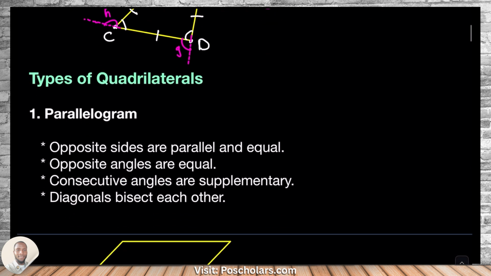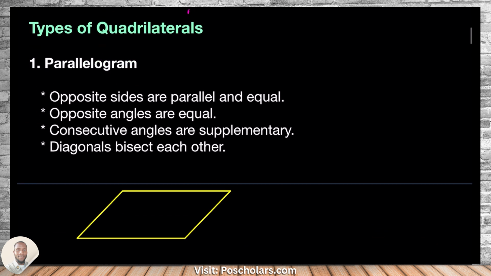Next, types of quadrilateral. The first type of quadrilateral we have here is parallelogram, right? So what are the properties? The first property of parallelogram is that opposite sides are parallel and equal. So let's establish that opposite side equal. So here is equals to here, right? Parallel, so this side is parallel to this side, right? Next, this side is equal to this side. Are you following me? And also this side is parallel to this side.